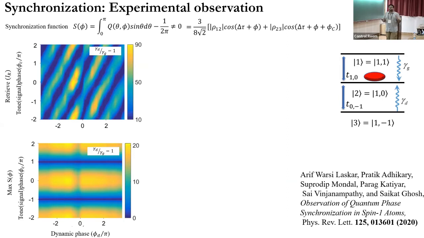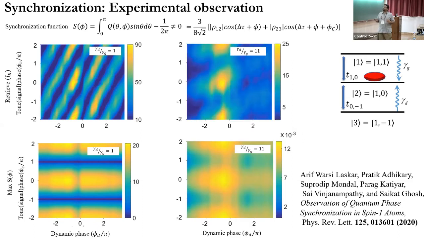Now the scenario changes if we introduce an asymmetric decay rate. So now we are just changing the decay rate. For the asymmetric decay rate, we see that obviously the visibility of the fringes decreases. But when we plot the synchronization function, we observe that in all regions we have a non-zero value of the synchronization function, which tells us that our system is now synchronized to the external source.